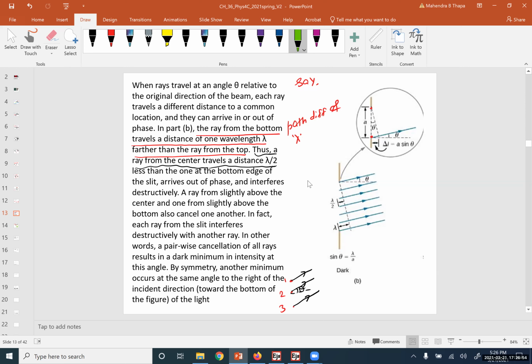As before, we can find the path difference between these two will be a sine theta. If a is the slit width, then the path difference between the wave emitting from this point and the wave emitting from that point will be a sine theta.